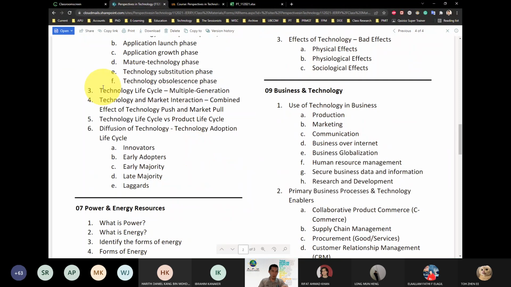Not to forget, there is a point, I may not have spent enough time here, but looking at multiple generations of life cycle is important, right? Because it's happening a lot today.